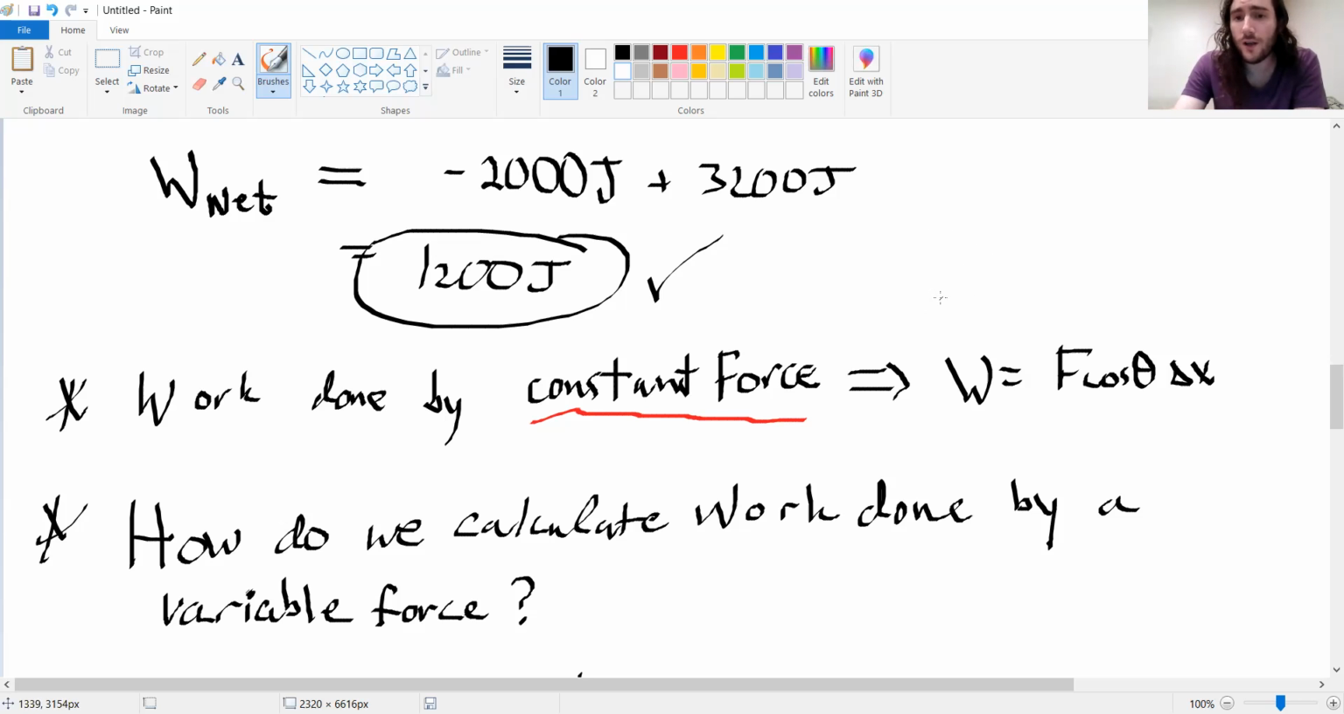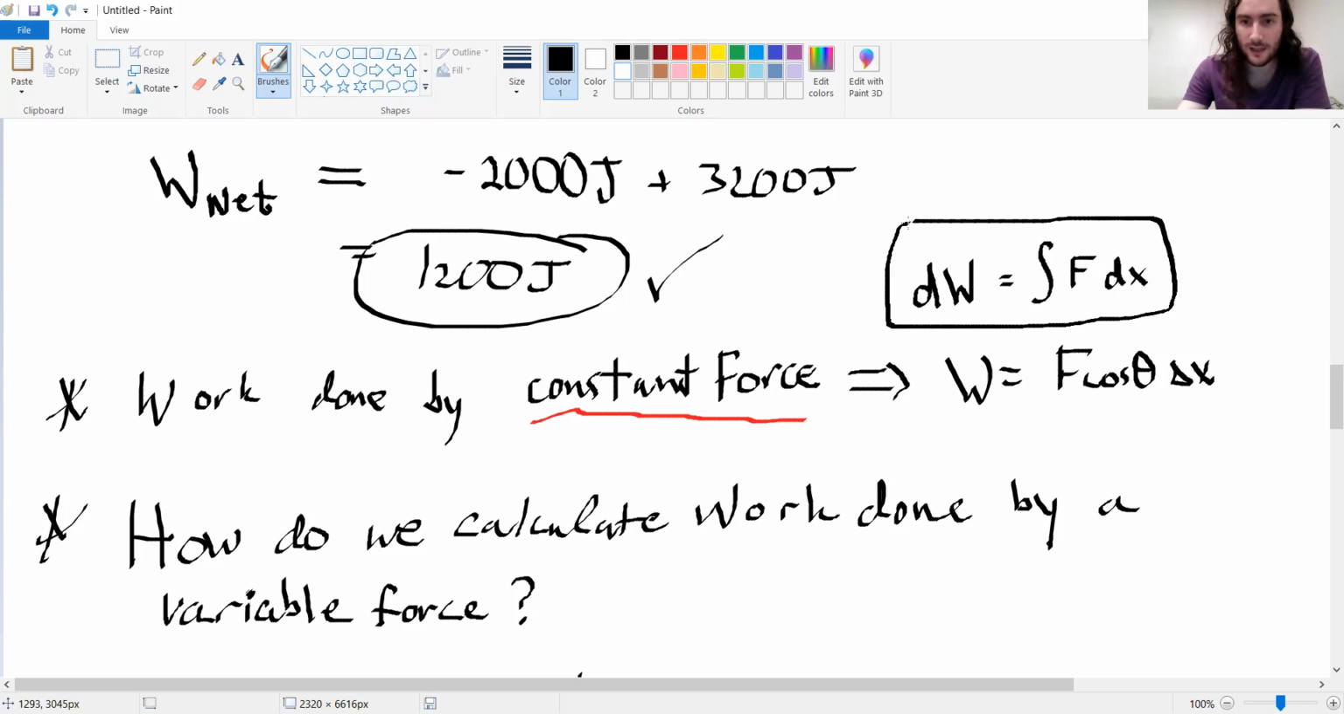What we would do here for work in terms of calculus is we would look at, for a variable force, instead of doing a large amount of work, a small amount of work, dW. And that would be equal to the integral of the force over a small displacement dx. Okay, so just a little bit there for you guys who are in the 210 class. So dW is the integral of F dx. I'll give you a second to write that down.